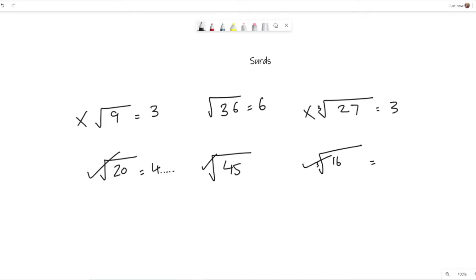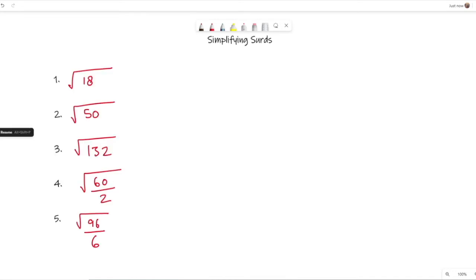Okay. Now let's see how we can simplify surds. If you are good with prime factorization, surds are very easy for you. You can watch another video to learn prime factorization. So let's see, the first question is square root 18. Let's do the factorization of 18. Always start with 2. I usually start with 2, because it's a prime number, easy to divide even numbers.